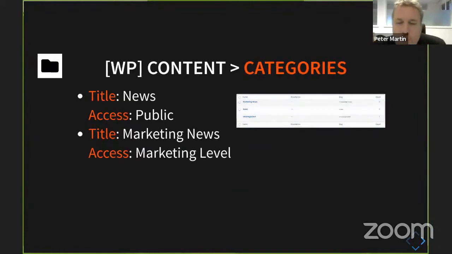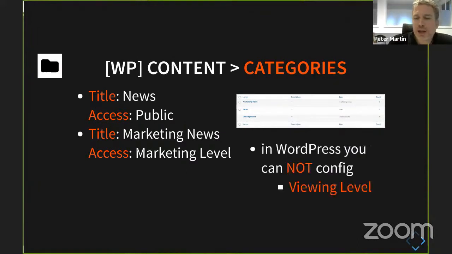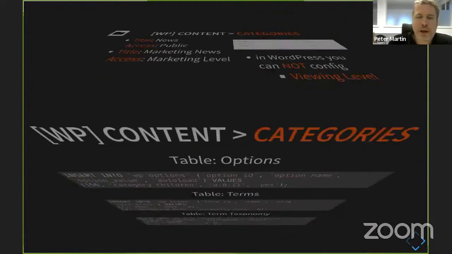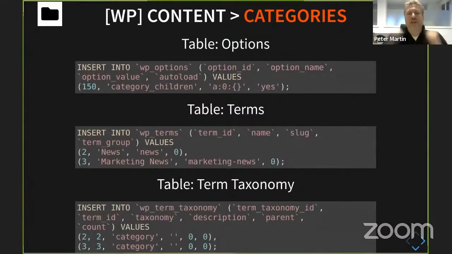But I want to use categories, and I want to have 2 categories, one for the public and one for the marketing level. You cannot do that in default WordPress. You can set it public or for registered people and maybe a couple of other things, but you cannot assign it to certain levels. But what happens if you just create categories?